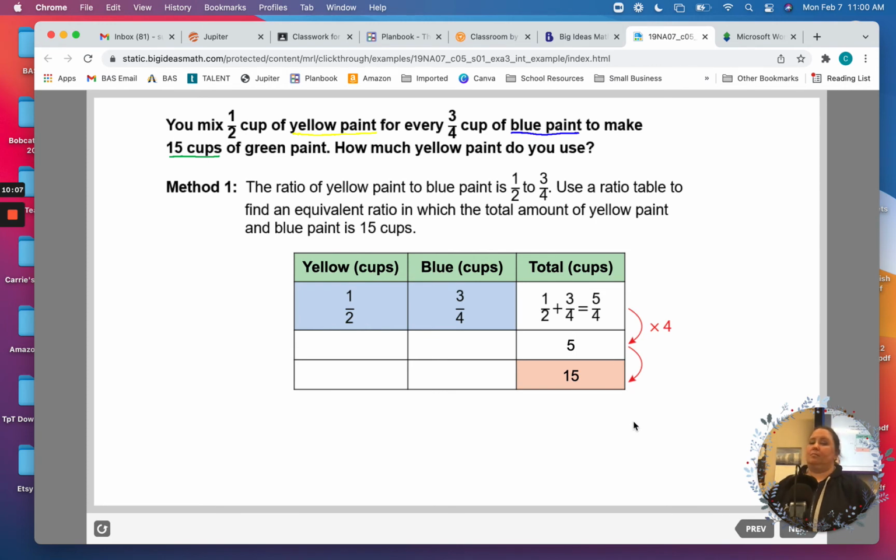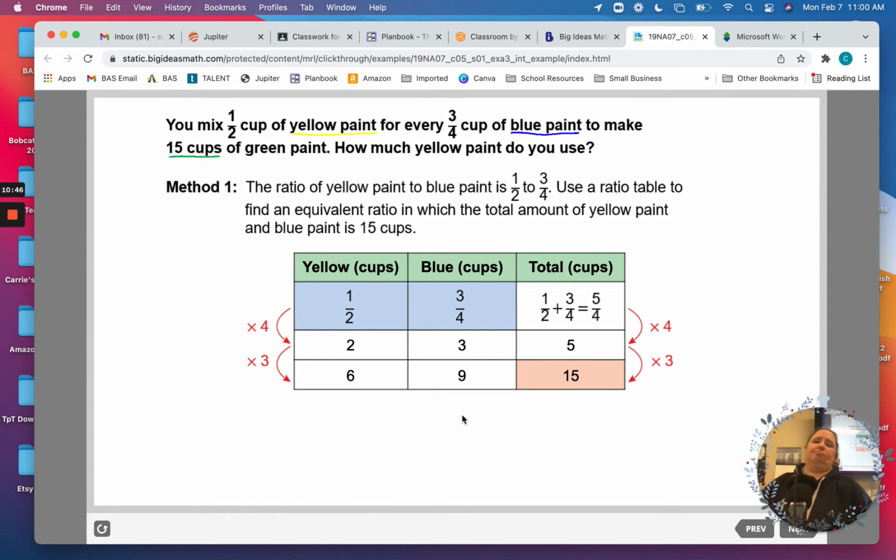Okay, and then what did we do from 5 to 15? Times 3, right? All right, so let's do the same over here on the yellow cups. 1/2 times 4 would be what? 2. And then again times 3 would be? 6. 3/4 times 4 is 3. 6, and then 3 times 3? Yeah, good, 9. So in order to get 15 cups of green paint, we need 6 cups of yellow and 9 cups of blue.